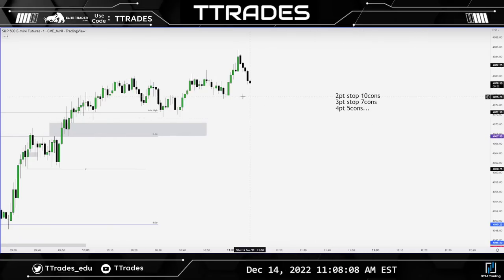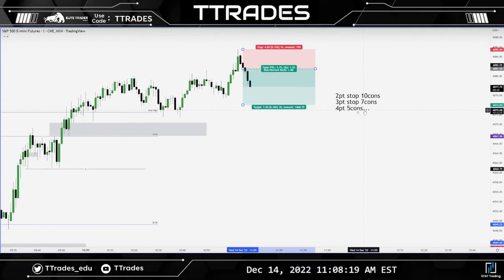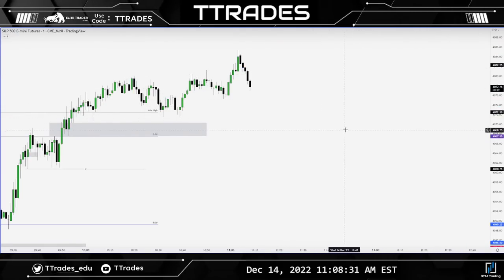So I look at the setup. Where is my stop? For example, let's say I was shorting somewhere in here, right? And I had a 4-point stop here. Then I'm taking my bracket that gives me 5 cons, and I'm entering, right? So I don't really have to think about it. I can also do that math in my head now because I know exactly what position size I want to be trading. But that is how I do it quickly.